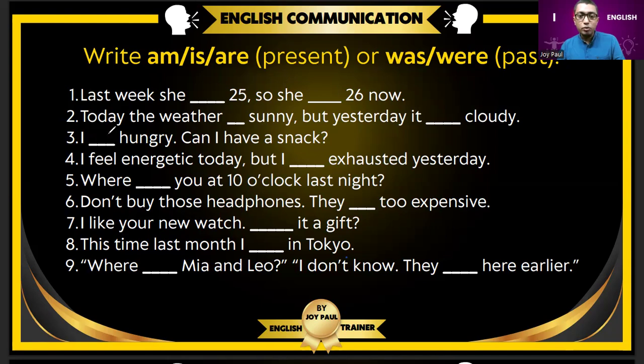1 to 9, there are a few sentences. You have to use the verb was or were, because am is for the present and was or were is for the past. Let's see a few examples.